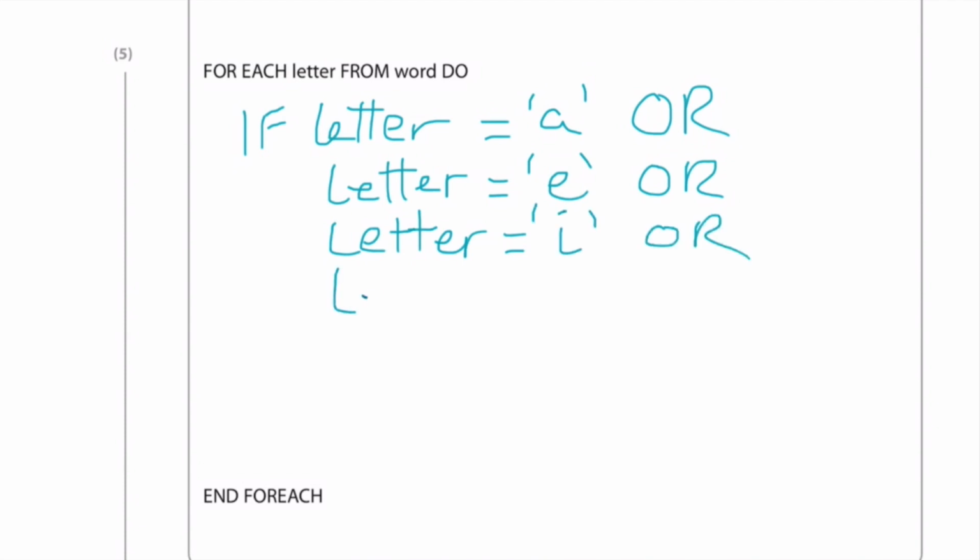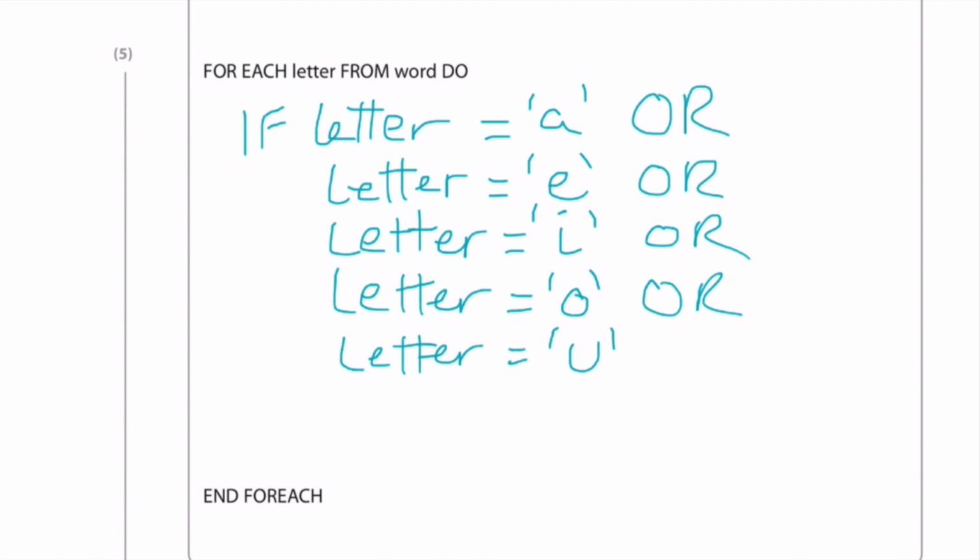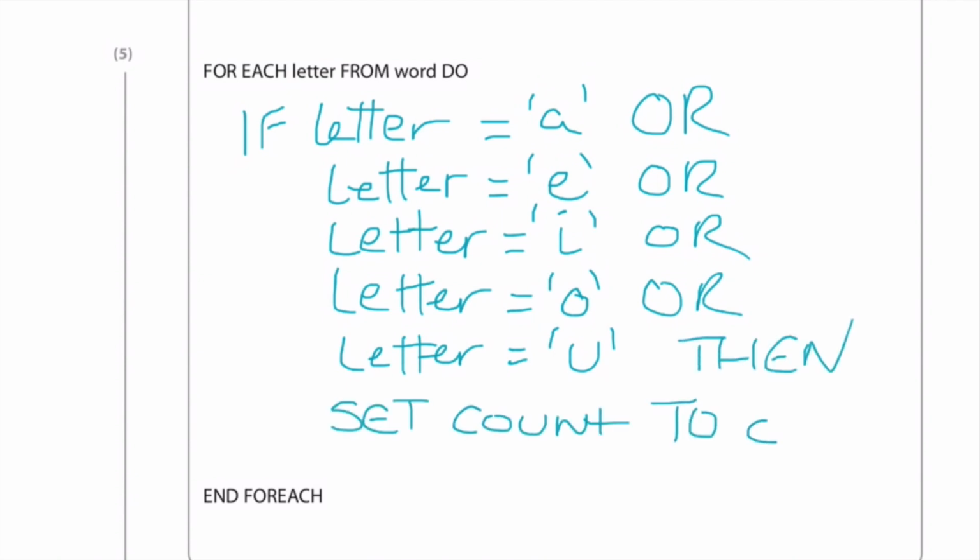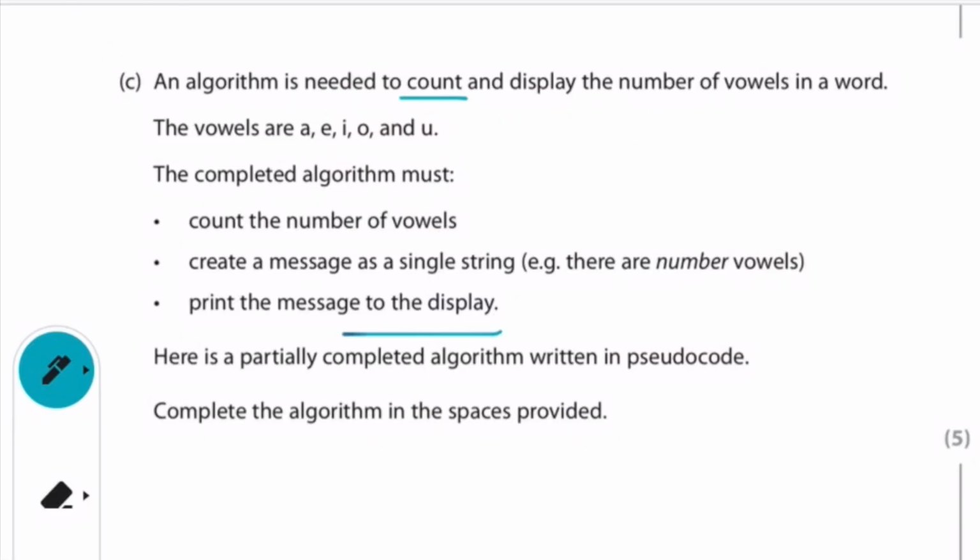Or letter equals O, or letter equals U, then set count to count plus 1. Okay, and then we're going to end the if statement. End for each. Yeah, so this is the for each. Now we're going to end for each. Yeah. So what do we need to do finally? Print the message to the display.